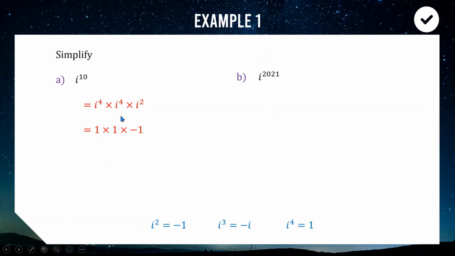So we end up with 1 times -1. So i to the power of 10 is just a complicated way of writing -1. There you go, simplified. Okay, similar trick for question B, a little bit trickier.